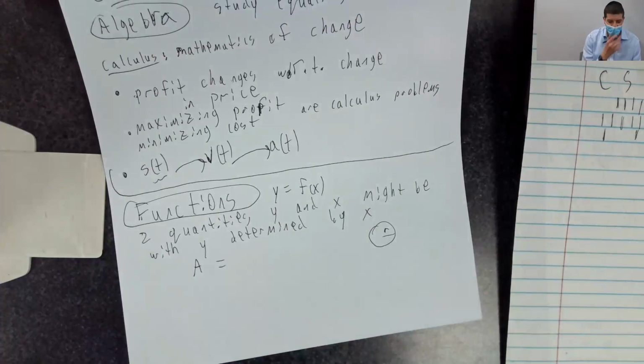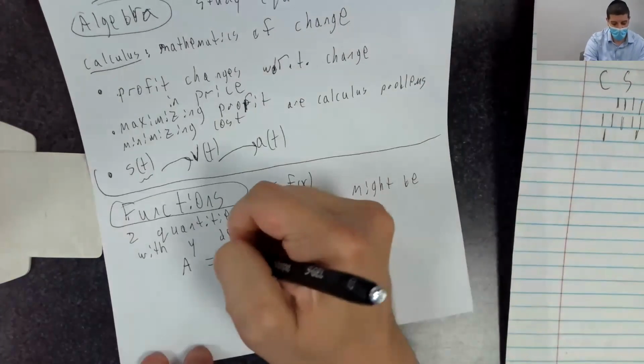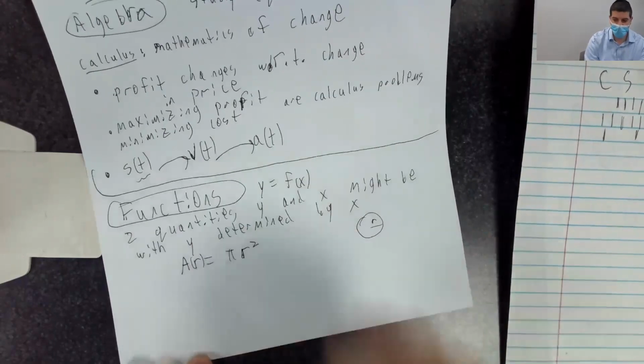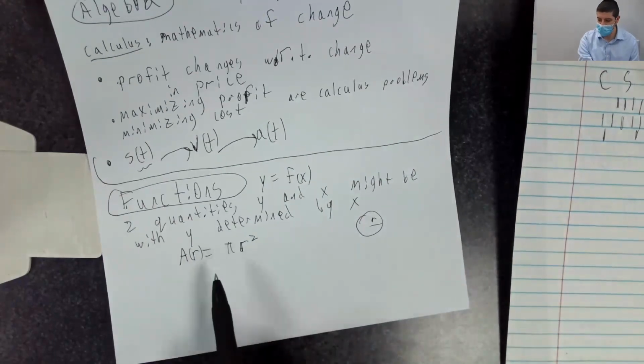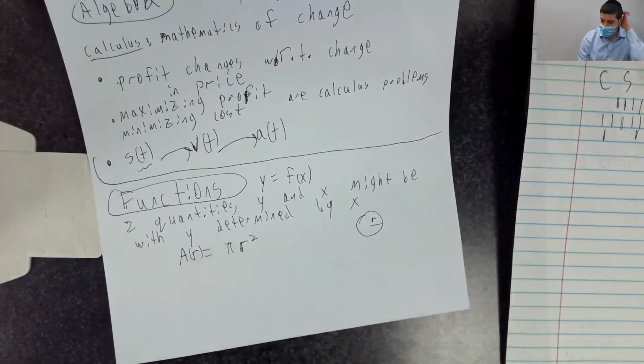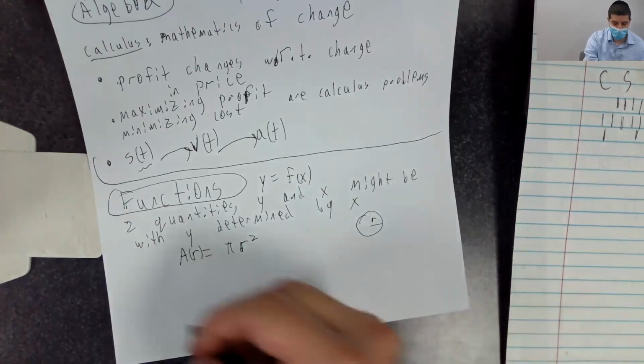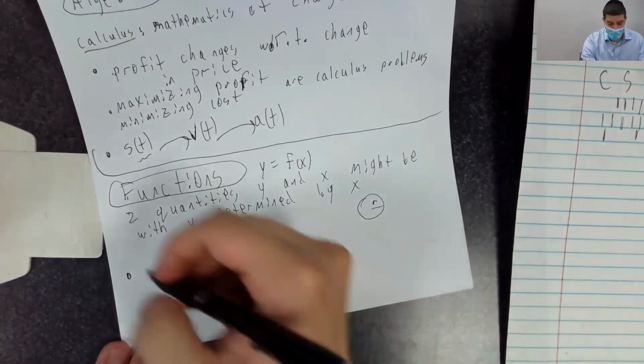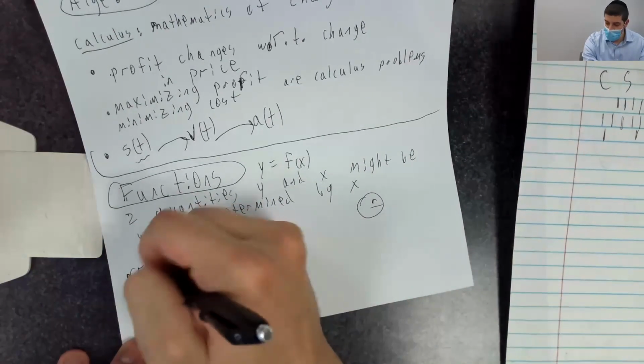Okay, like Layla said, it's pi r squared. Because they depend on each other, I write A of r. So r is the input, and the output is A, which is the area. For any radius that you put in, your output is going to give you the area for that circle. Here's another example of a function.